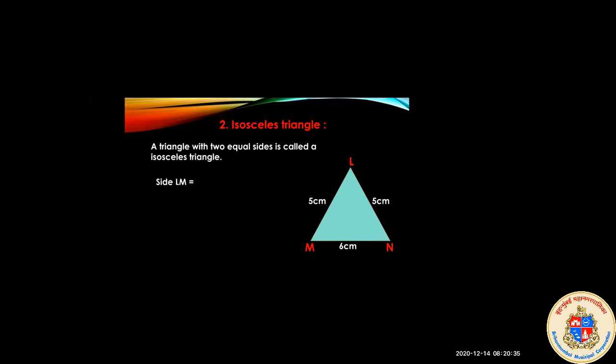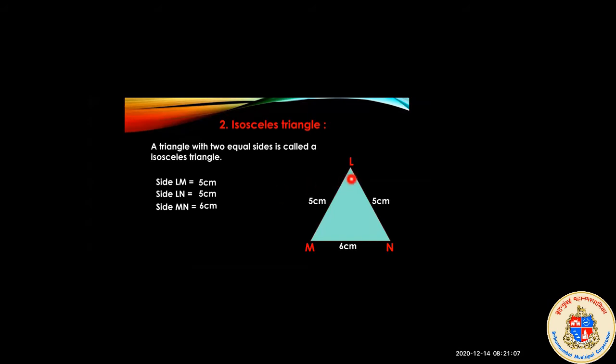Now first we will write down the sides. First side is side LM. Then the second is side LN. And the third is side MN. Then we will write the measurement. What is the measurement of side LM? Side LM is 5 centimeter. Side LN is 5 centimeter. And side MN is 6 centimeter.